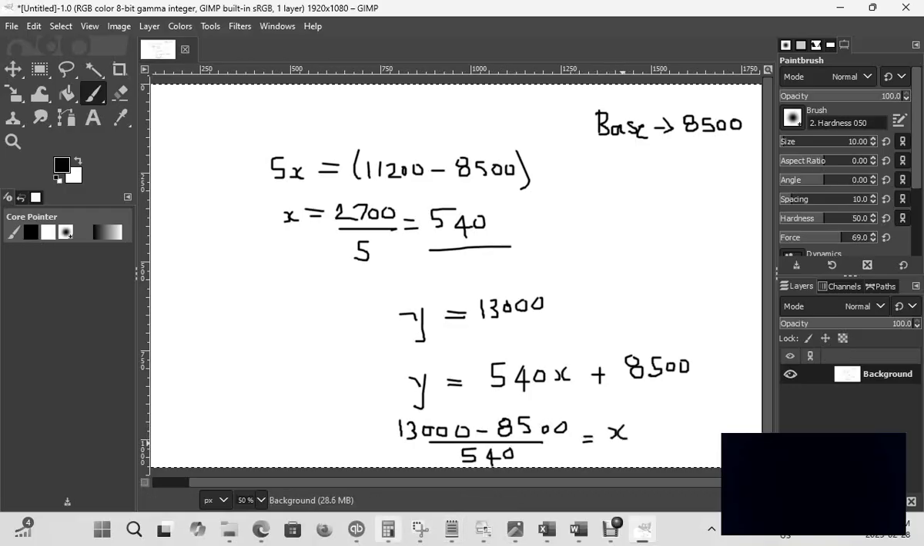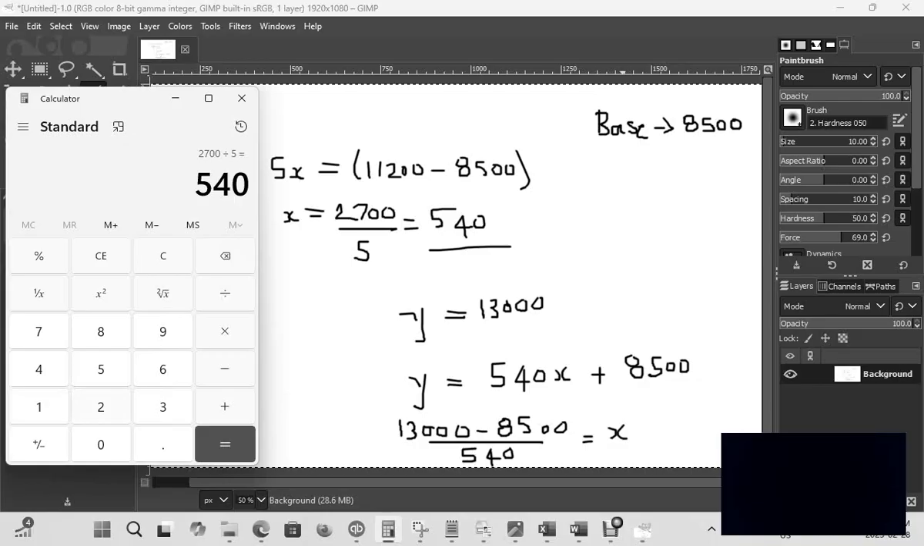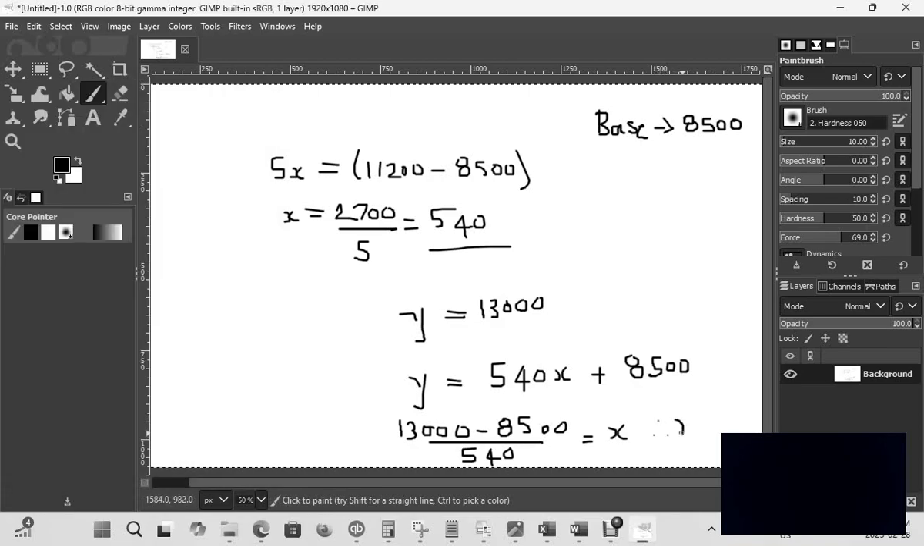All right, so we can do our math on the calculator to reduce errors and omissions. So take away 8,500, divide by 540. So that's a total of 8.33. So x is roughly 8 years. Okay, so x is 8.33, or approximately 8 years.